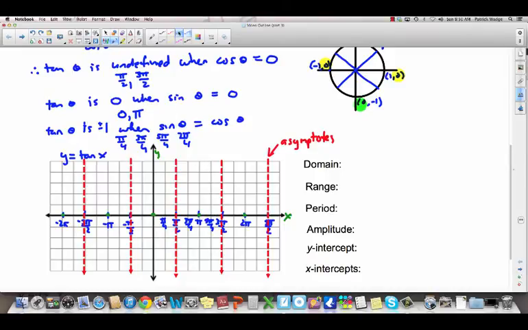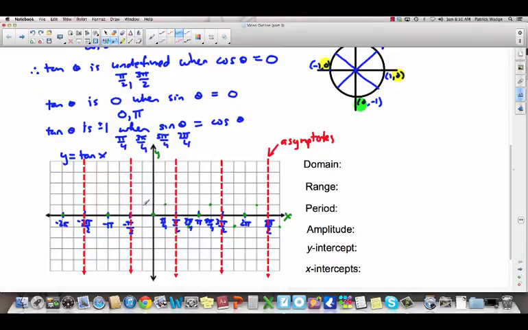Okay, at pi over 4, that's in the first quadrant, it is positive 1, so it goes right there. At 3 pi over 4, that's in the second quadrant, it's negative. At 5 pi over 4, that's the third quadrant, it's positive 1. At 7 pi over 4, which would be here, it's in the fourth quadrant, it's negative. And it just continues like this with this same pattern.